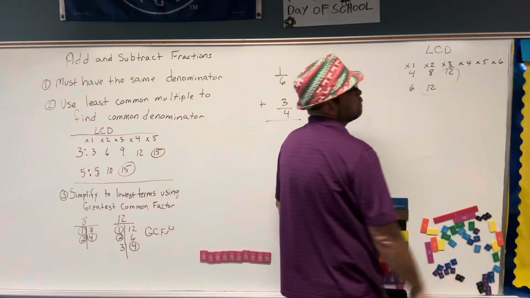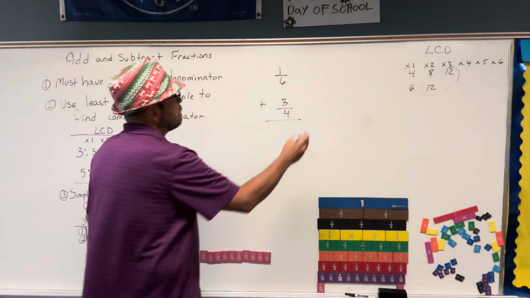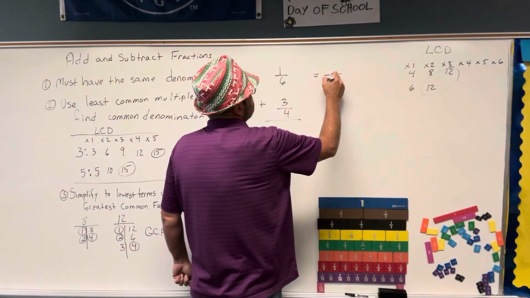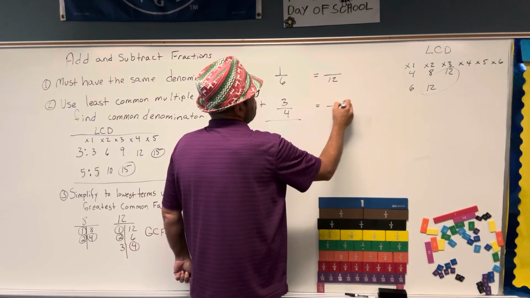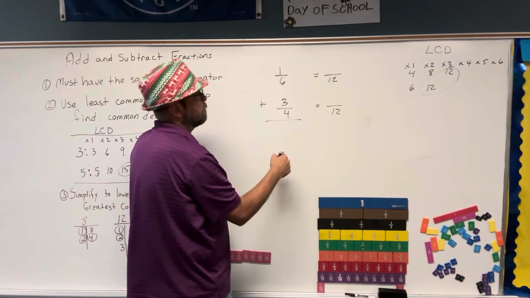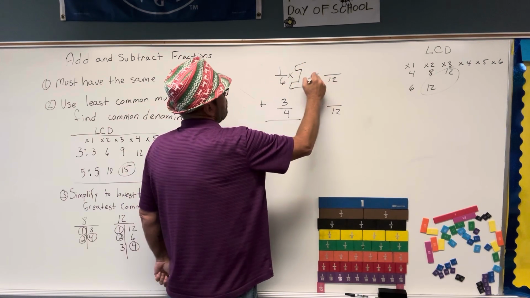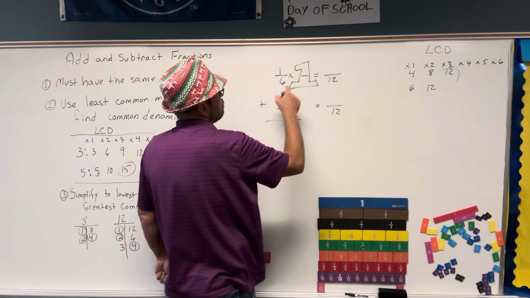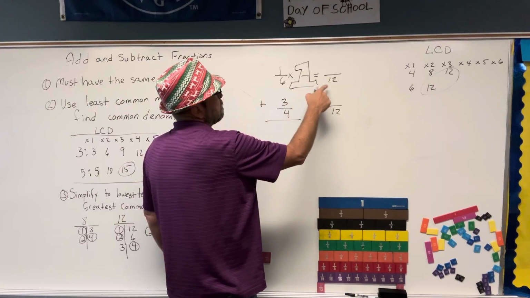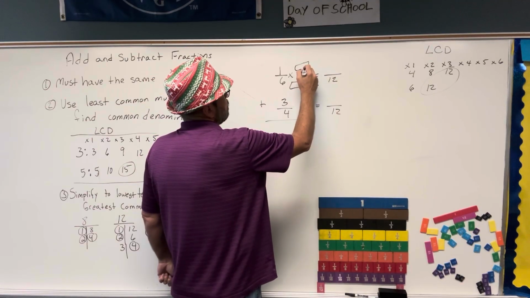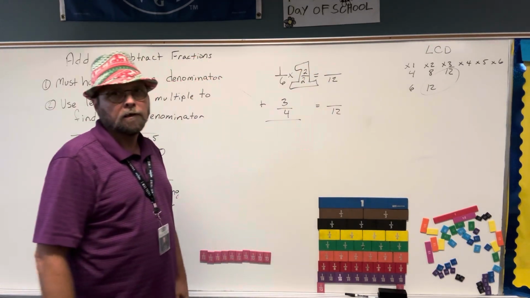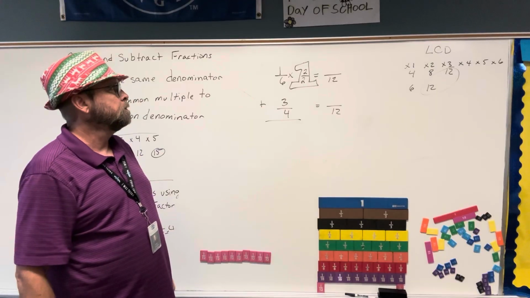Look, 12 is my common denominator. I need these both to be over 12. Neither one of them is, so I'm going to have to multiply by a fraction that equals 12. 6 times what is 12? 2. I need my fraction to be equal to 1, so it has to be 2 over 2.